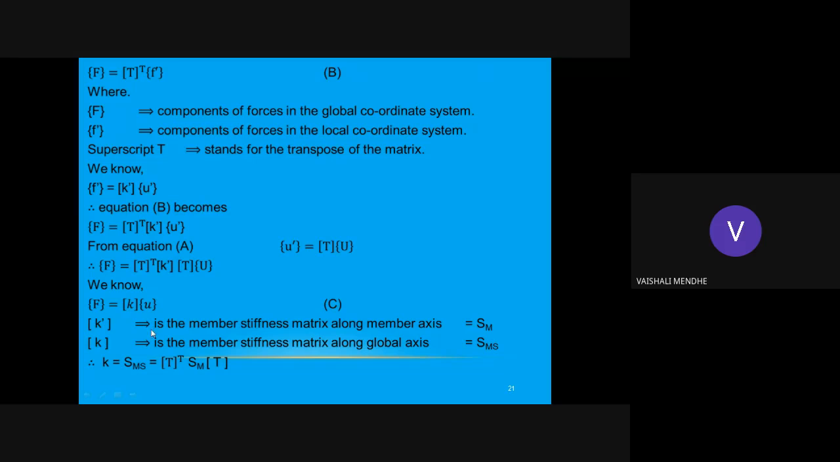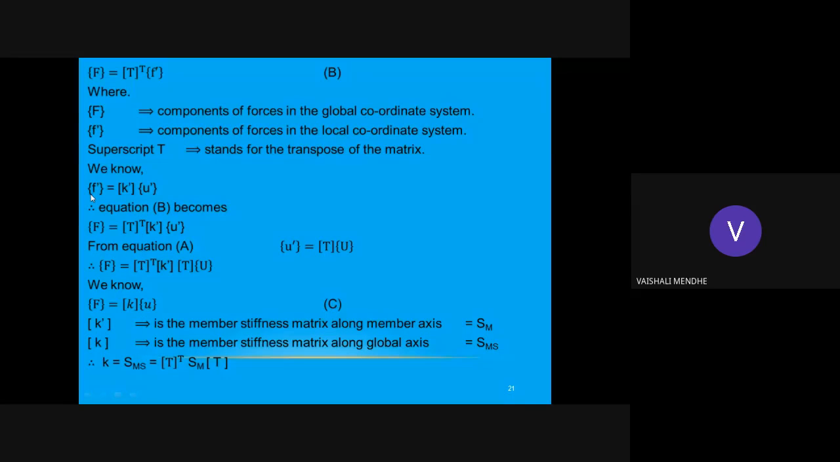So k dash is the member stiffness matrix along the member axis, and k is the member stiffness matrix along the global axis. The relation f dash is equal to k dash into u dash is shown in the local direction. The other relation shown here is in the global direction. So k dash is denoted as the stiffness in the local direction, and k is denoted as the member stiffness matrix along the global direction.